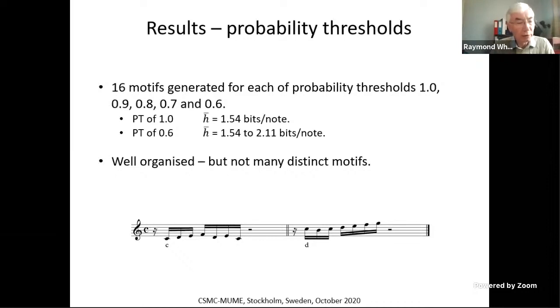The motifs are well organized, but not many distinct motifs are generated. In fact, for thresholds of 0.8 and above, only one motif is generated in 16 runs. This is motif C, which is the same as the subject in invention 1. For thresholds of 0.7 and 0.6, there are 4 and 9 distinct motifs, respectively. Motif D has the highest mean information content.